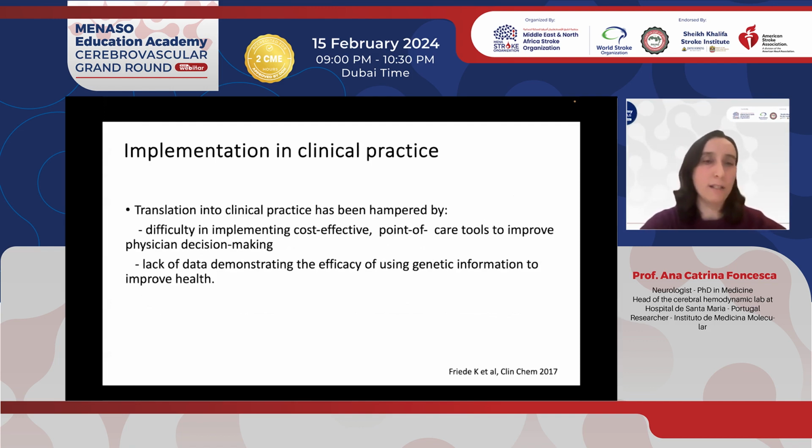So there are some problems in the clinical application of precision medicine. We still need to show whether it's a cost-effective approach. We need more point-of-care tools to improve physician decision-making, and we need more data to demonstrate the efficacy of using this genetic information to improve health. We need clinical trials similar to the one conducted by the Chinese.